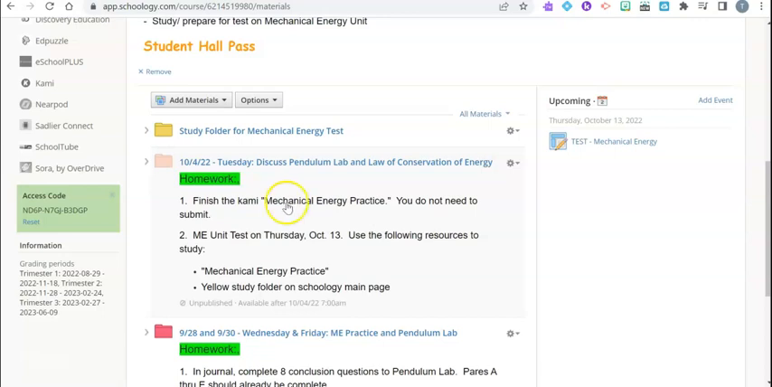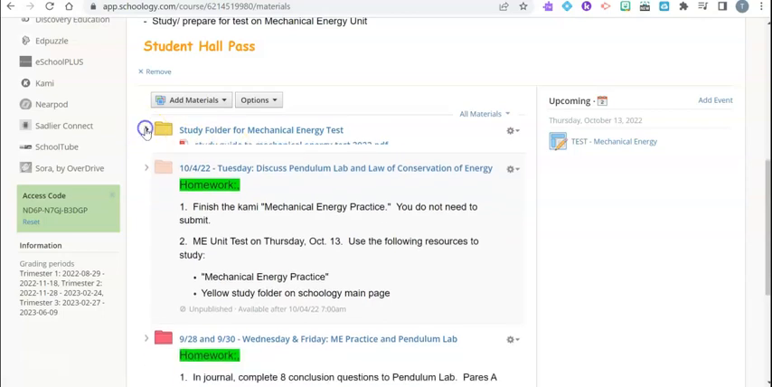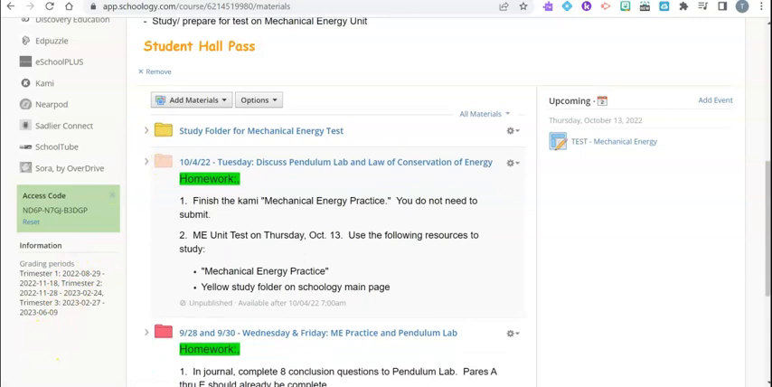By completing that CAMI mechanical energy practice, you're actually getting ready for the test. You are studying. You'll notice that I added a yellow study folder. It says here, use the following resources to study: your CAMI mechanical energy practice and the yellow study folder. In the yellow study folder, I put notes and a study guide. You'll see that more things are added to this folder as the week progresses.